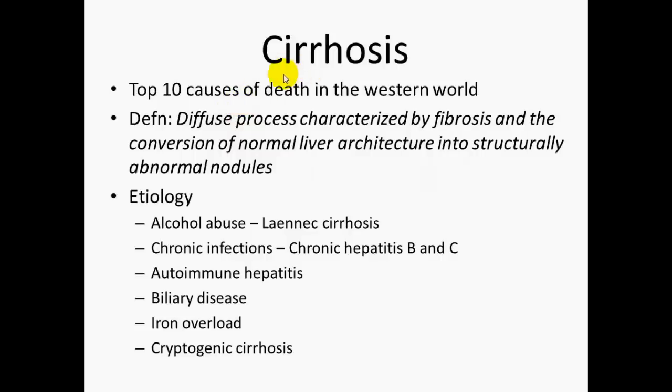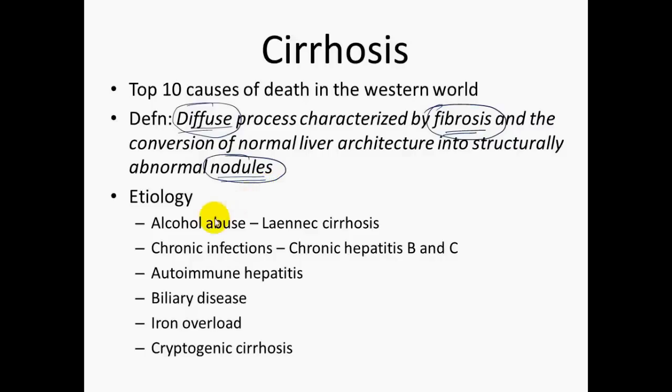Now coming to cirrhosis, this is one of the top 10 causes of death in the Western world. As per definition, it's a diffuse process characterized by fibrosis and the conversion of normal liver architecture into structurally abnormal nodules. It's diffuse because of a lot of fibrosis, and there will be formation of these abnormal nodules.